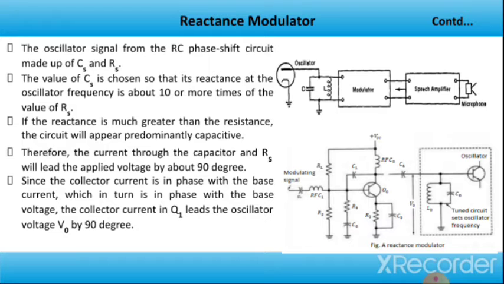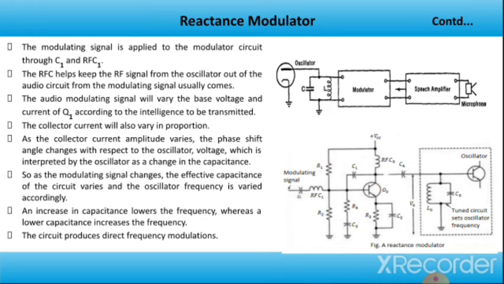If the reactance is much greater than the resistance, the circuit will appear predominantly capacitive. Therefore, the current through the capacitor and RS will lead the applied voltage by about 90 degrees. Since the collector current is in phase with the base current, which in turn is in phase with the base voltage, the collector current in Q1 leads the oscillator voltage V0 by 90 degrees.